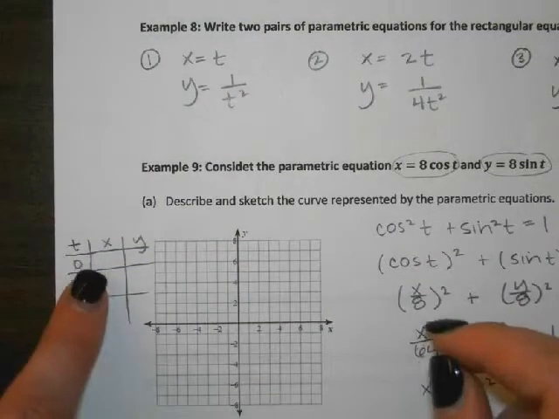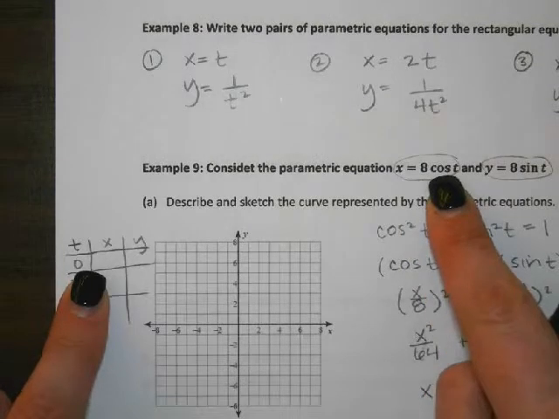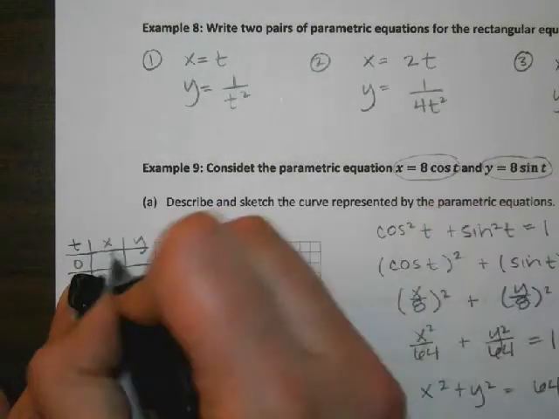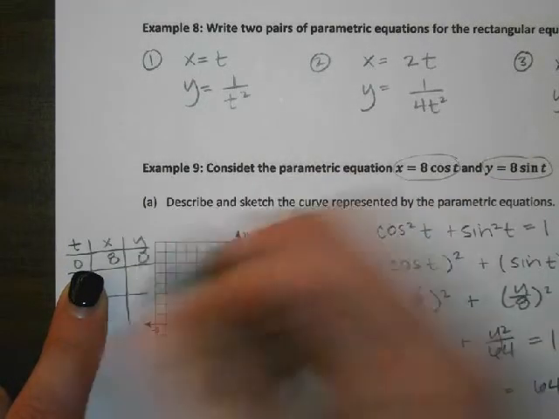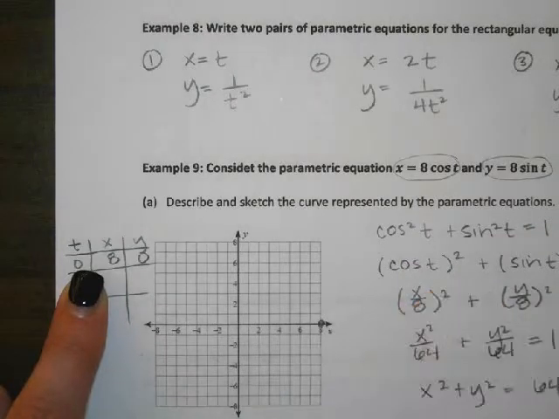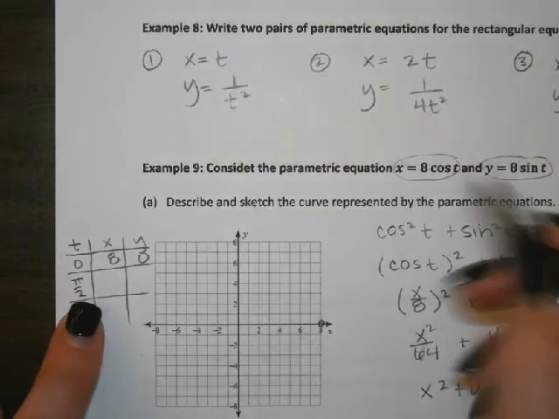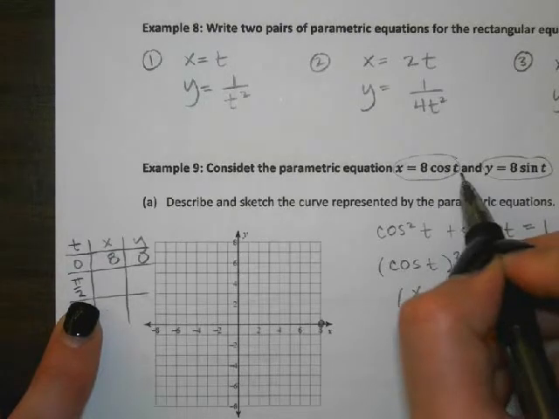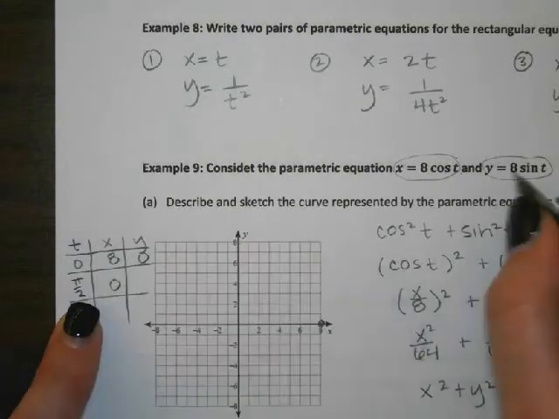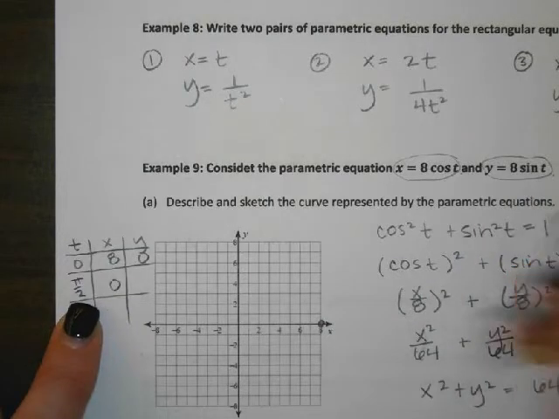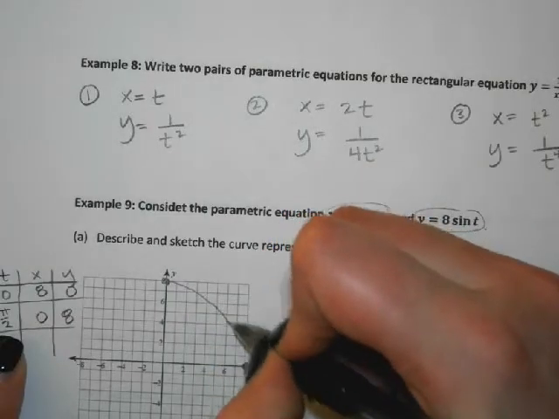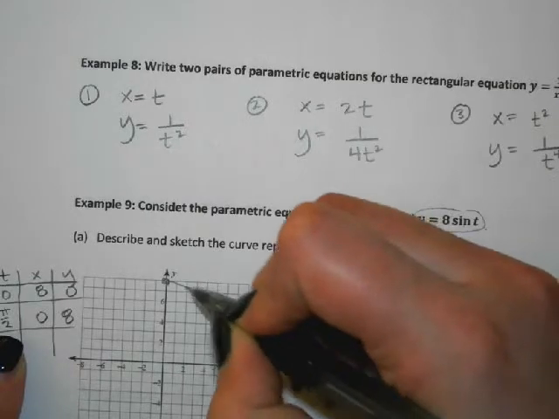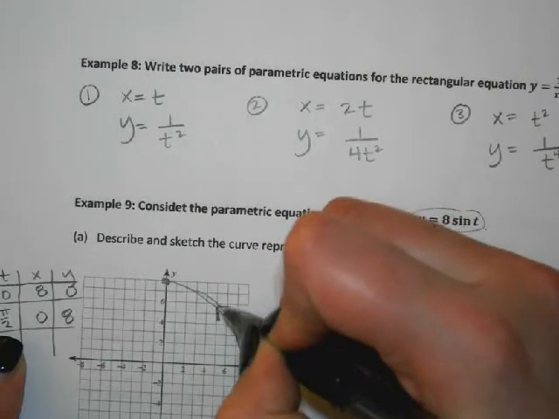All right. So 8 times cos of 0 is 8. 8 times sine of 0 is 0. So that gives us the point 8, 0. That's where we're starting. 8 times cos of pi halves, 0. 8 times sine of pi halves is 8. Okay. So it went from here to here. And I know the arrow goes this way.